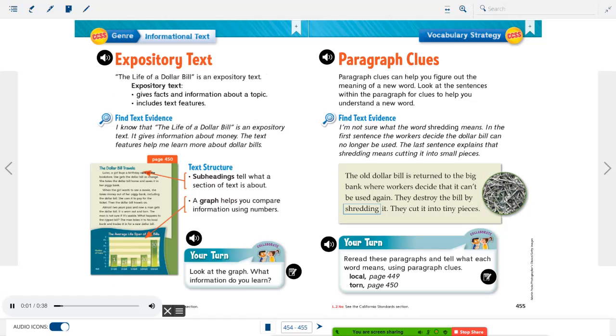Expository text. The Life of a Dollar Bill is an expository text. Expository text gives facts and information about a topic, includes text features. Find text evidence. I know that The Life of a Dollar Bill is an expository text. It gives information about money. The text features help me learn more about dollar bills. Story structure. Subheadings tell what a section of text is about. A graph helps you compare information using numbers.